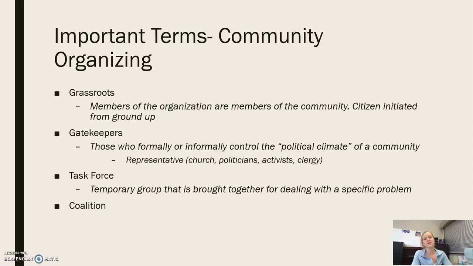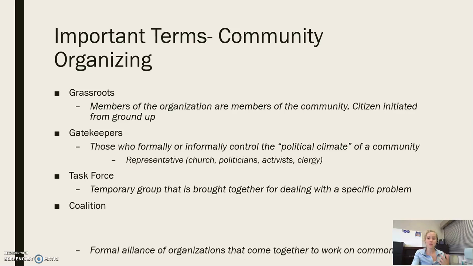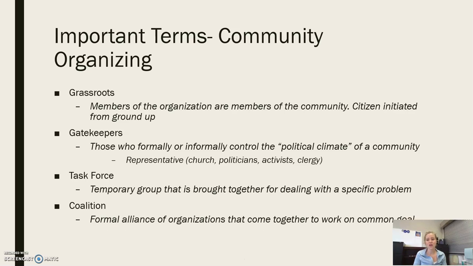Task force, right? This is a great example of something being grassroots. If you organize a task force in order to investigate and deal with a specific problem, it's kind of like a temporary group to see how far you can get. Once that task force gets to a certain point and you start to bring in people to work with you to deal with the problem, then you have a coalition. A coalition is a much more formal alliance: organizations that come together, all working on that common goal to reduce whatever the social problem is.